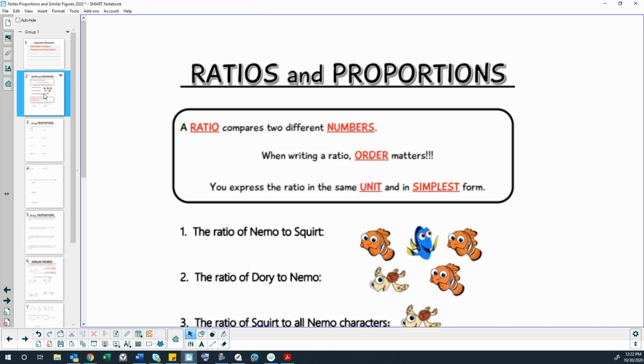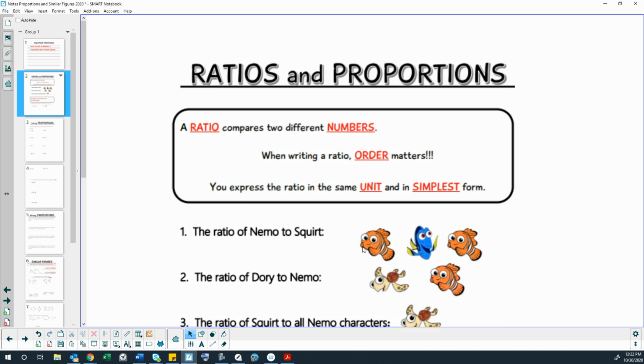We're starting out with ratios and proportions. A ratio compares two different numbers. When writing a ratio, order matters. You express the ratio in the same unit and in simplest form.